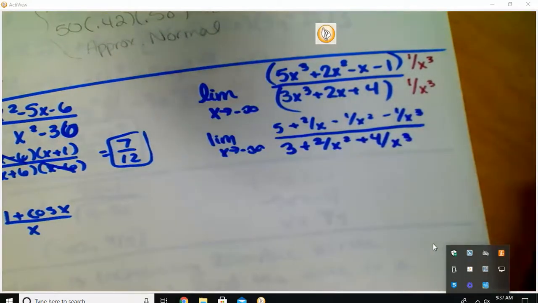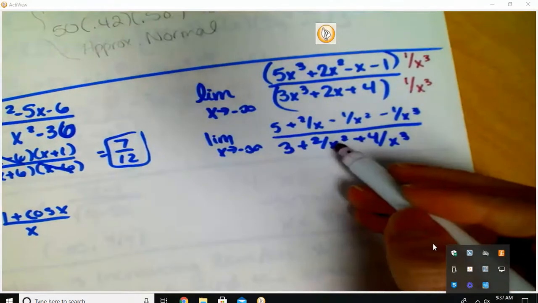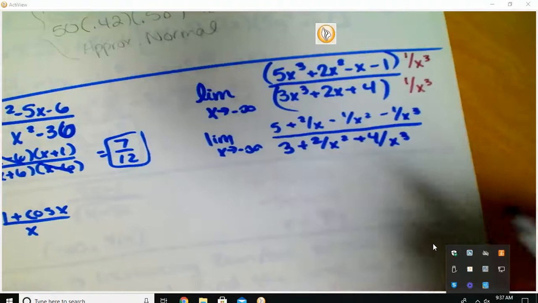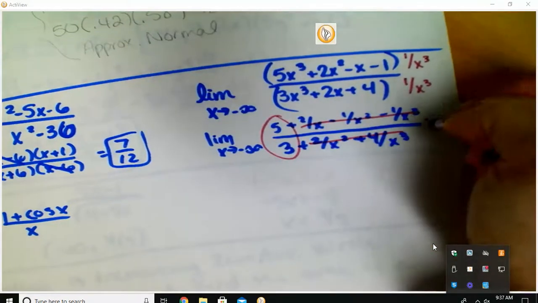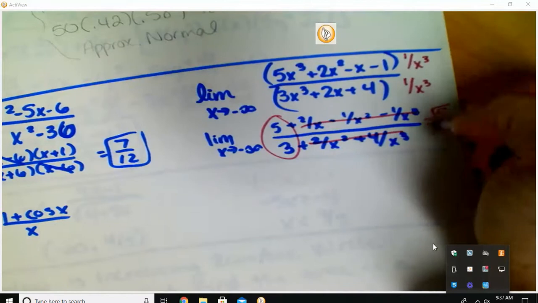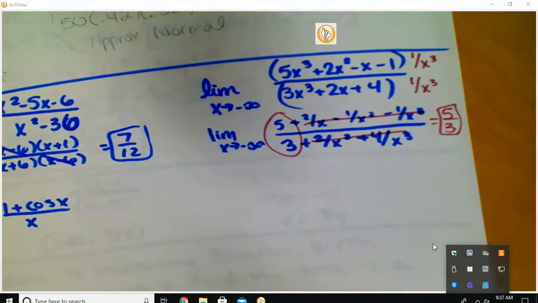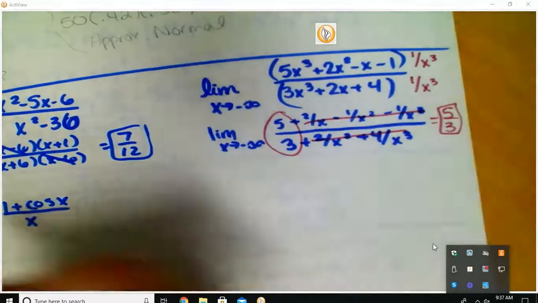The idea is anything with an x on the bottom is going to go to what? 0. So really all of those go to 0 and we're left with 5/3. Does it matter if you're going to positive or negative infinity? No, same strategy. Are those two okay?